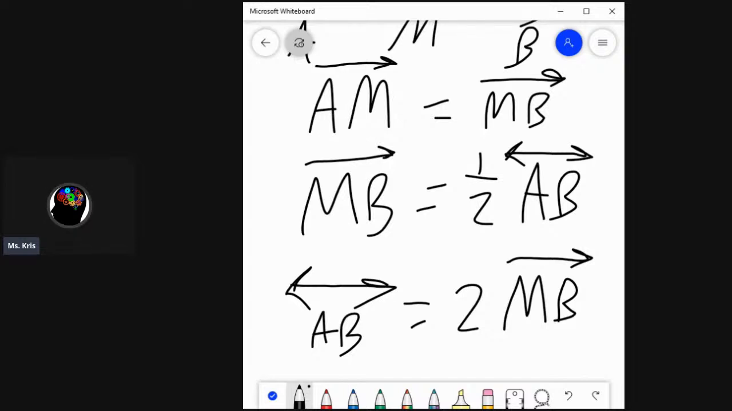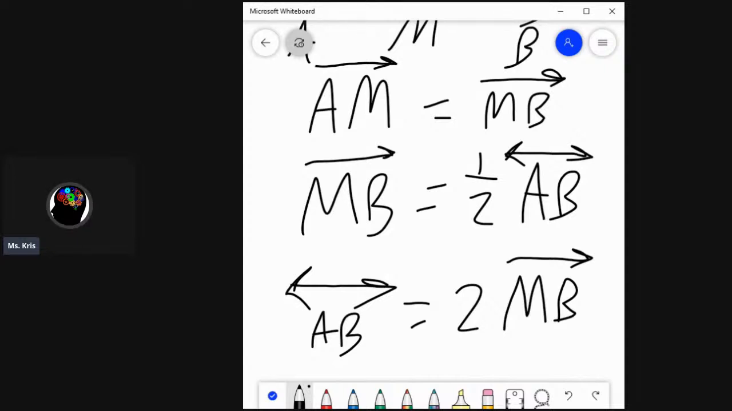So say for instance, I am told that M is the midpoint of line AB and the measurement of MB is 7. What is the total measurement of line AB? Well, if we know that MB is 7, and we know that the total measurement of the line would be 2 times MB, then all I would do is take 2, multiply it by 7, and say that the line AB equals 14.